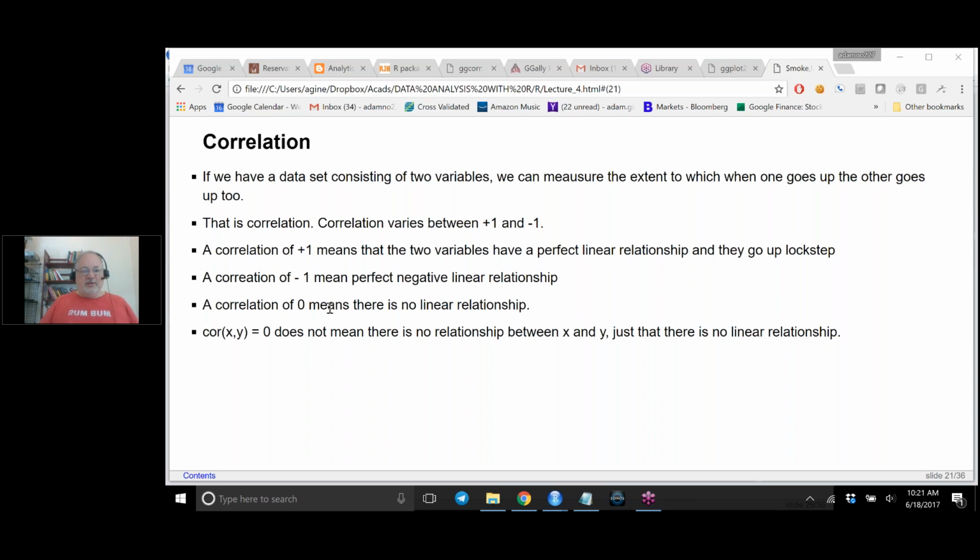A correlation of 0 means that there is no linear relationship. Now, a correlation of x and y being 0 does not mean that there's no relationship between x and y, but just that there's no linear relationship. It may mean there's no relationship, but it doesn't prove it.